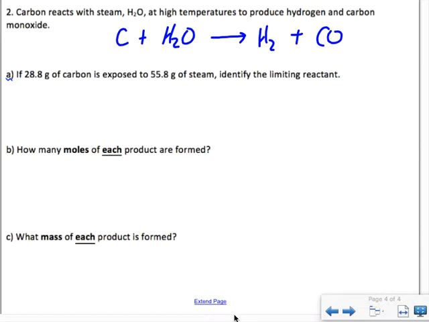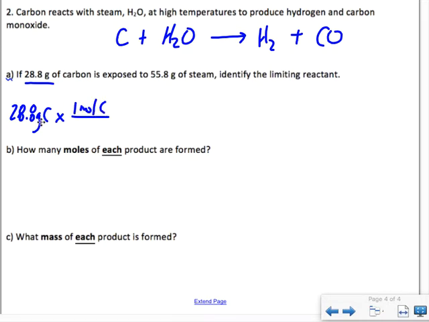First question: if 28.8 grams of carbon is exposed to 55.8 grams of steam, identify the limiting reactant. I'm going to use method 1. I'm just going to pick a reactant, convert it to the other reactant, and compare the given with what I need. So start with 28.8 grams of carbon, because it's listed first. I need to go from grams of carbon to moles of carbon.